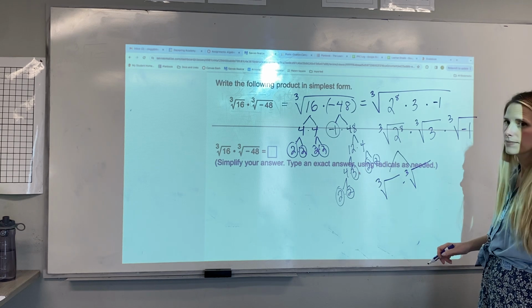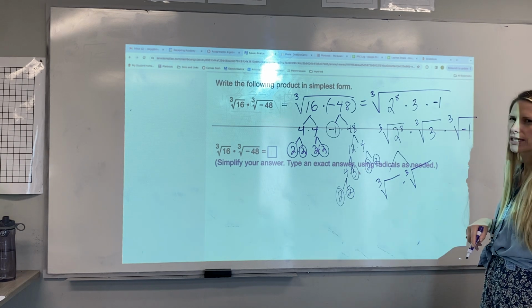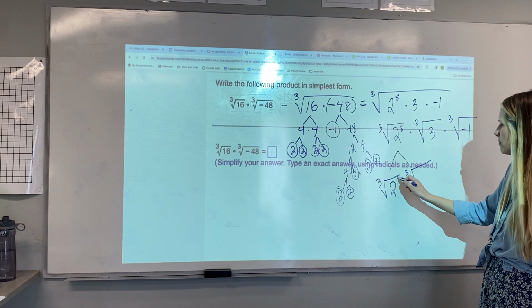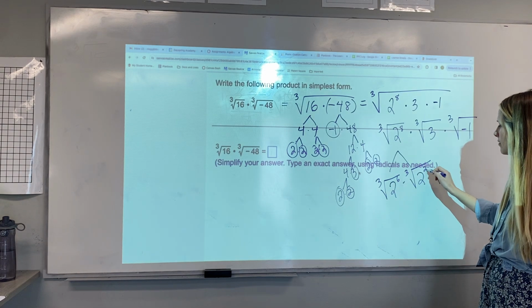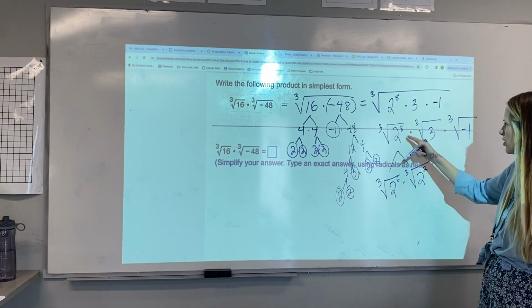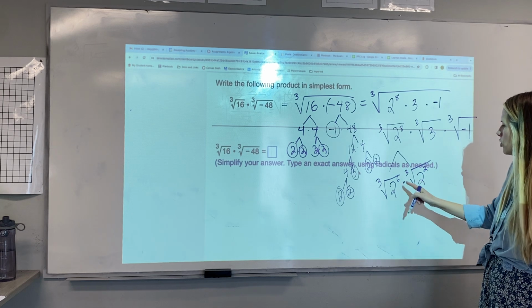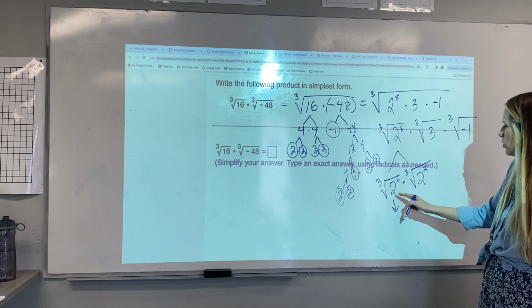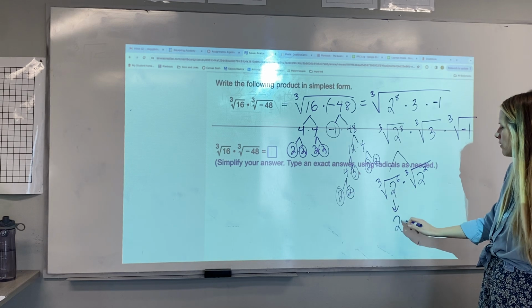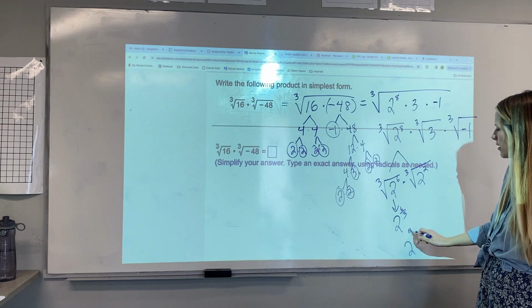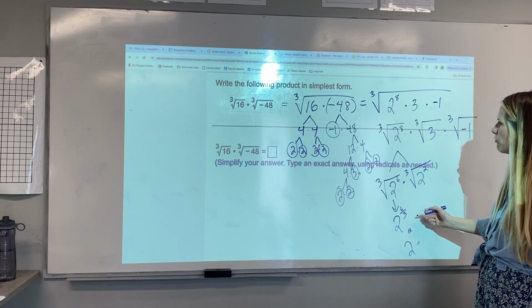2 to the 7 times... The 7 over 3 is not going to divide nicely though. 2 to the 6, yes, times 2 to the 2. Yeah, because 6 plus 2 is 8. So I broke them down so that I can use this 2 to the 6 over 3. And that is 2 squared. So it's freed from the radical cage.